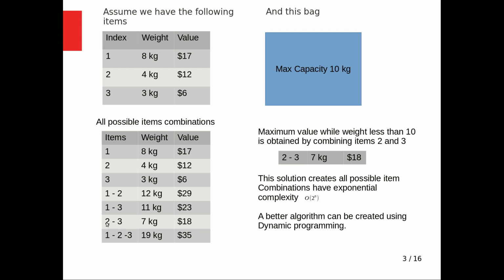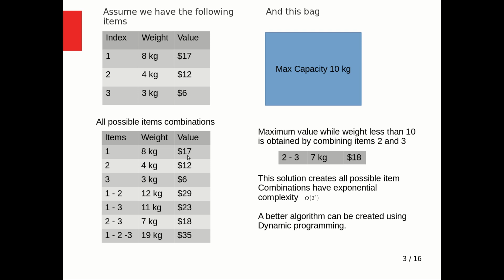That when we combine 2 and 3, the total weight is 7, while the value is 18. And this is the maximum we can get. The next one is item 1 alone, which is less than it. And the same applies to the other combinations.